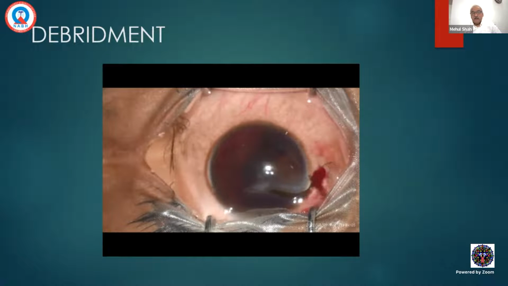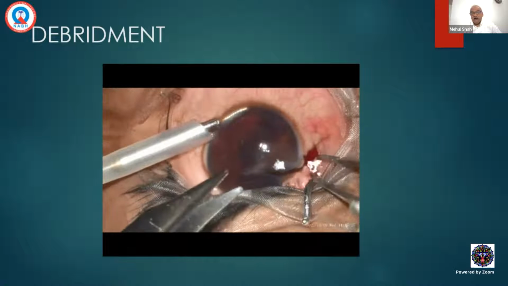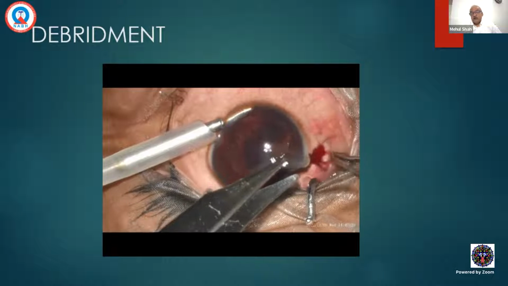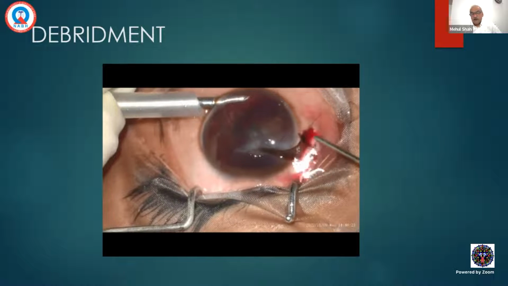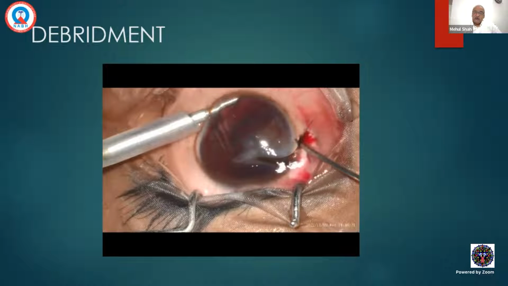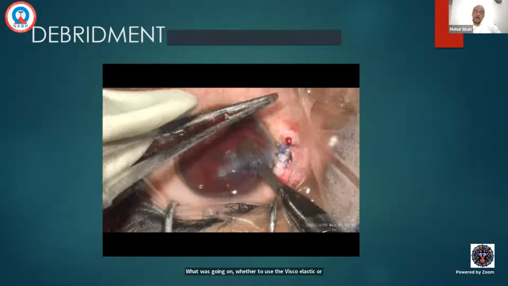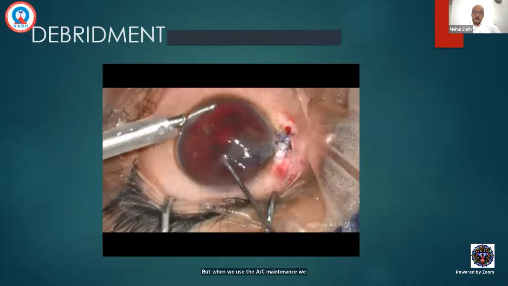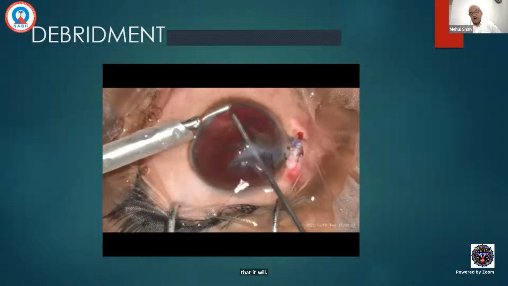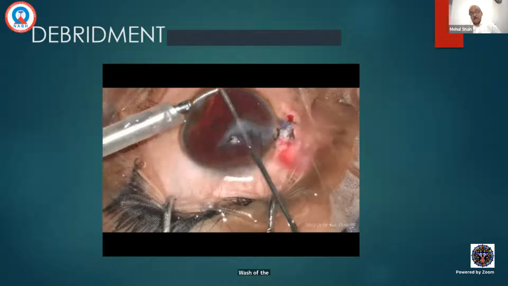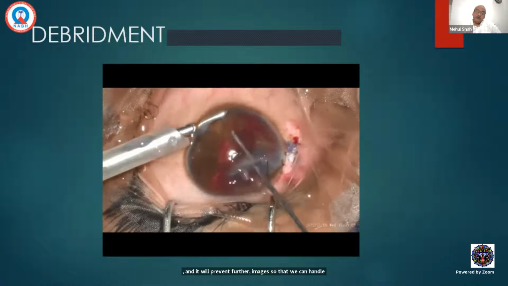Another innovation is the anterior chamber maintainer. It is very well documented that using viscoelastic in an open globe injury is dangerous, causing severe secondary glaucoma postoperatively, so there is a big controversy about whether to use viscoelastic or not. But when we use the AC maintainer, it washes off the hemorrhages, creates space for us, and prevents further damage so that we can handle the case. And this is how we remove the hyphema using the vitrectomy probe.